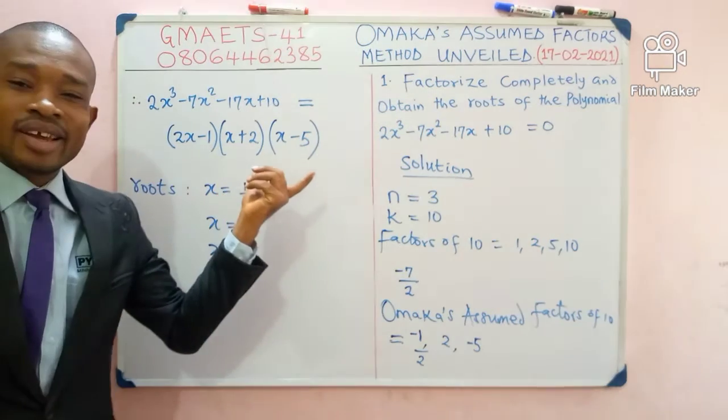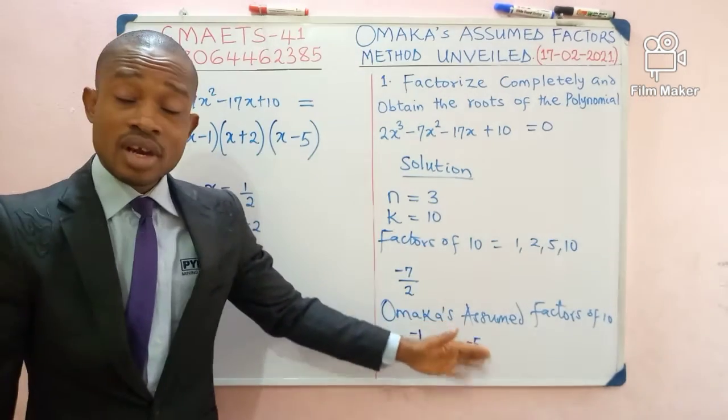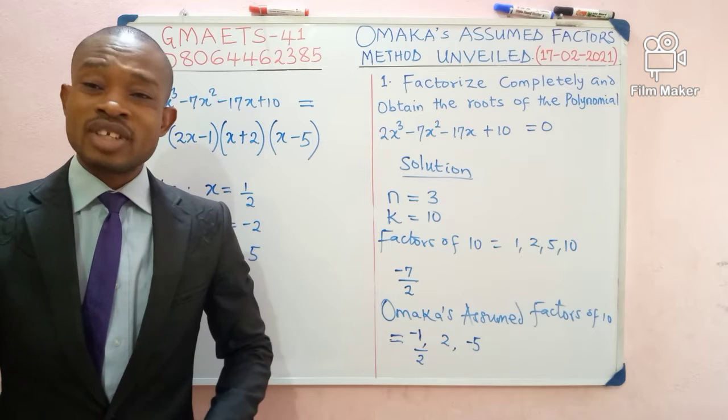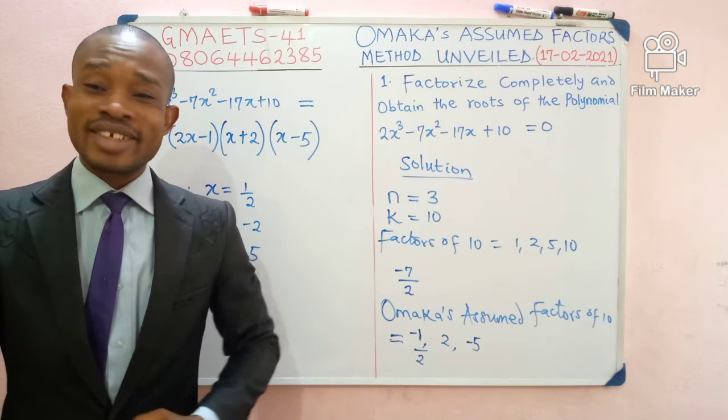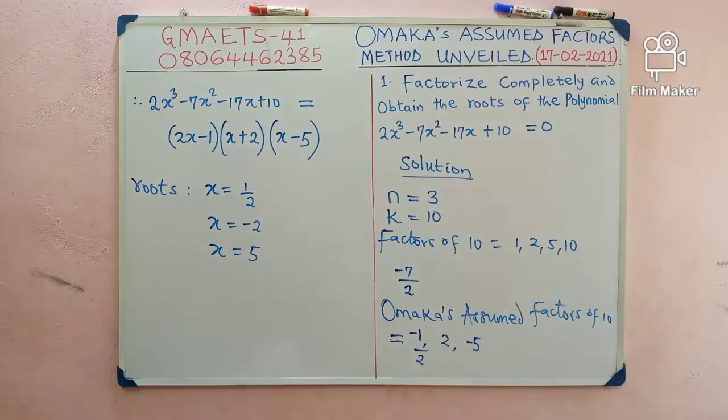By factorizing, that explains clearly how the OMAKA assumed factors method is being used. We're going to solve another problem of degree 4 and see how we quickly get our result.